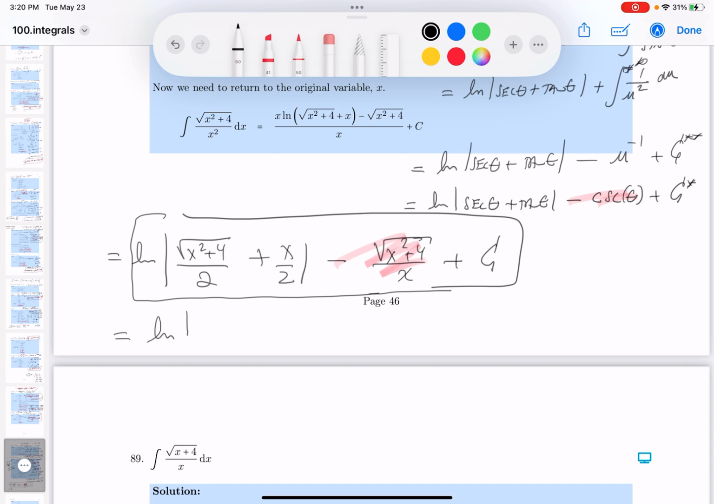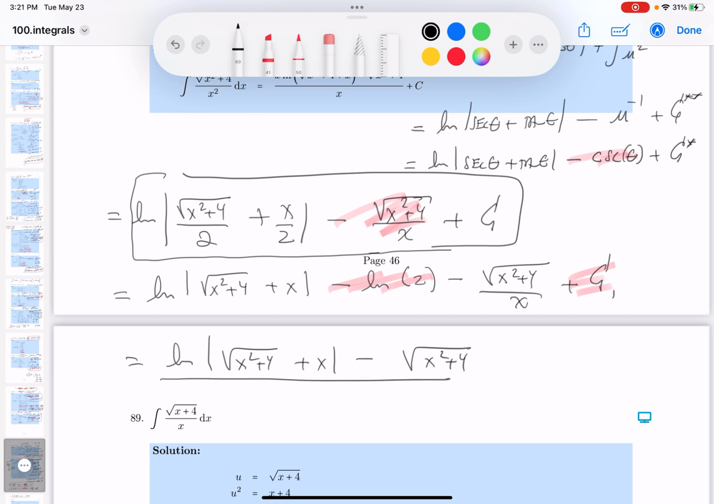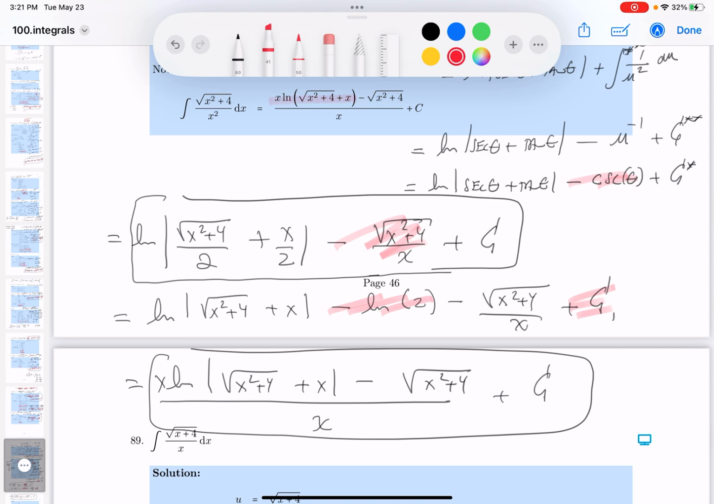So this is going to be the natural log of the absolute value of x squared plus 4 plus x, minus the natural log of 2, minus the square root of x squared plus 4 over x plus c. And what they did was they took these two things here and just called it another constant. I'm going to call this C1, and I get another constant over here. So what do you get? Natural log, and it's going to be minus, common denominator x over here, put the x there, plus c. Let's take a look if I got the answer. I'm seeing this, seeing this. Yeah, we're good to go. All right, thank you.